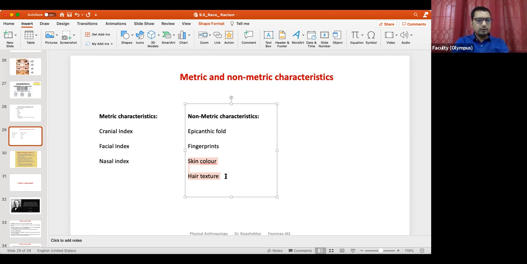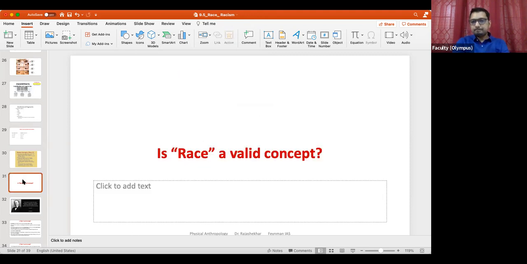Biologically, I'm going to talk to you about this. If you have to say whether race is a valid concept or not, what arguments do you make? But even before going to that, I would like to briefly tell you that we talked about various characteristics yesterday. We discussed that there are traditional characteristics like skin color being the obvious one, and many other metric and non-metric characteristics being used to differentiate humans.